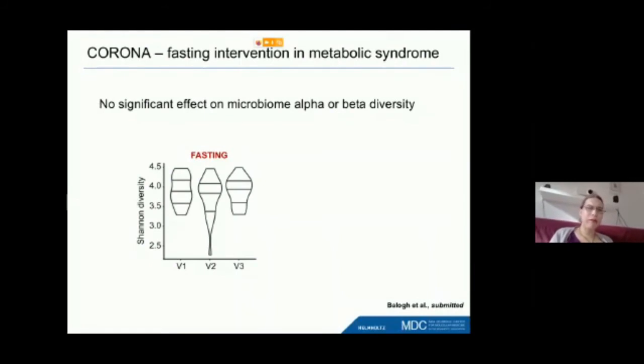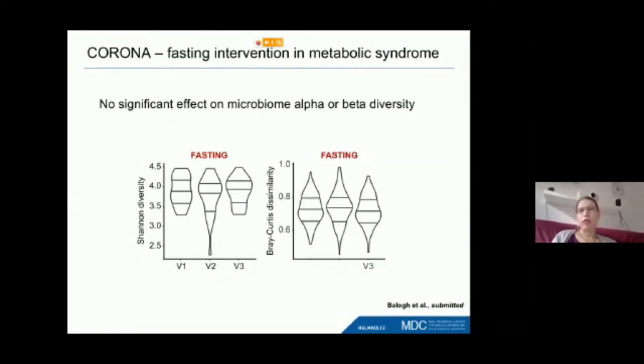One thing that surprised us was that in terms of alpha diversity, so overall richness of the gut microbiome, that actually didn't change too much on the fasting. We had thought it would, but it doesn't seem to do that. Nor did we see any change in overall beta diversity, and this might require a bit of explanation.